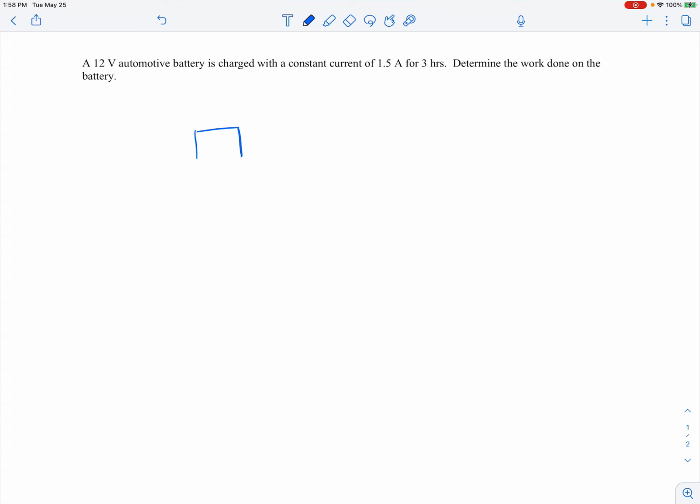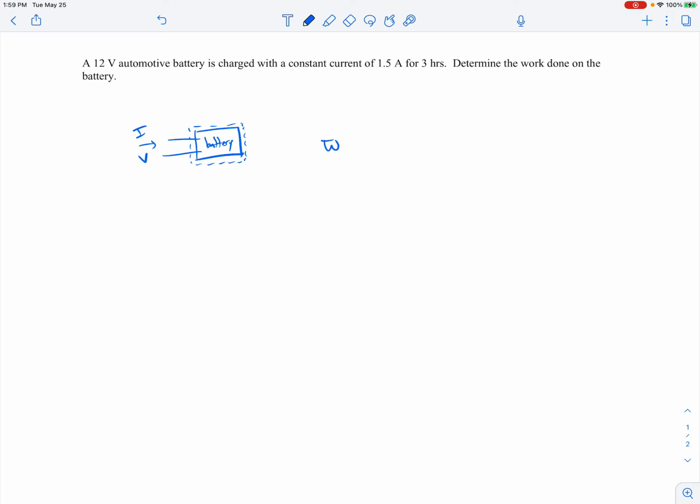So here's our battery, and we have some current coming into it across some voltage. So we have some amperage, I'll call it I, across some voltage, call it V. And we're trying to find the amount of work being done here. So the power that's going into the battery, by the way, I'm going to draw a dashed line around the battery to indicate that that's our system of interest.